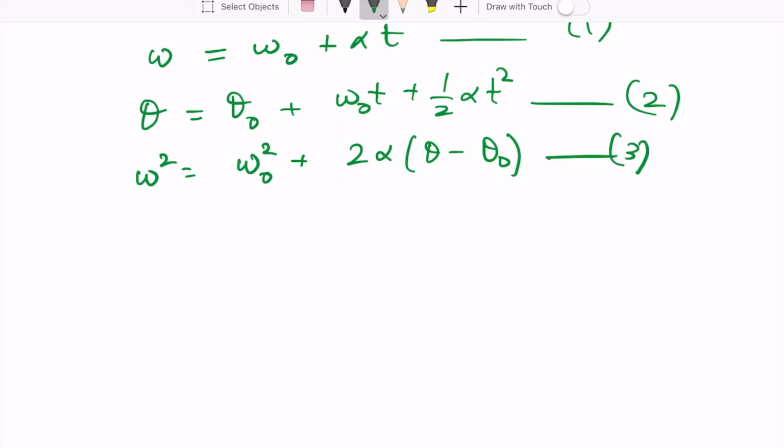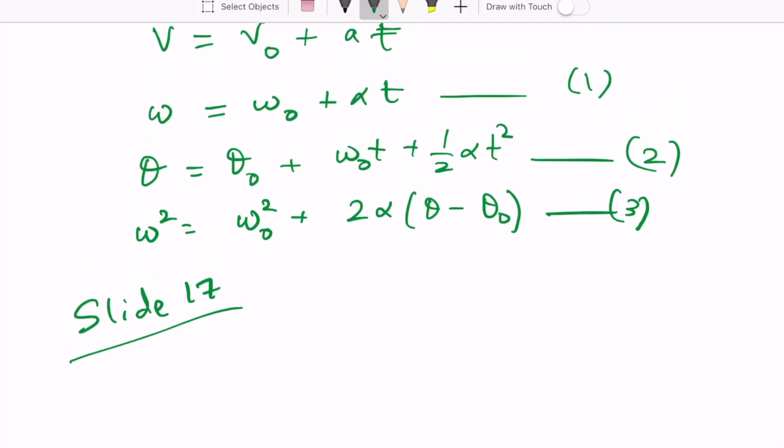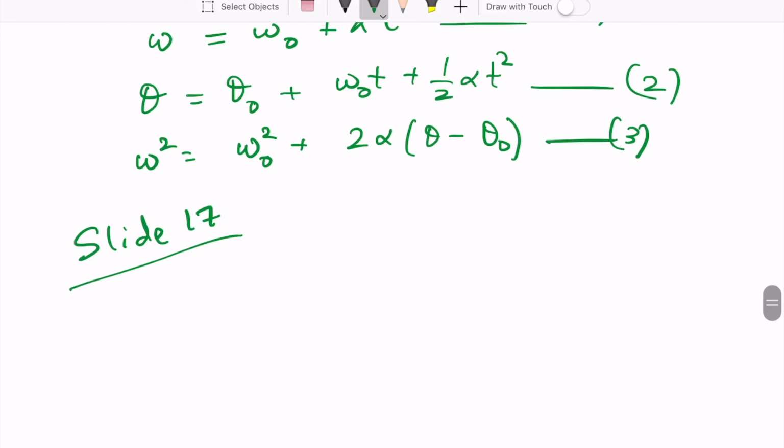So we will try the example on slide 17. It says that a microwave oven has a 30 centimeter diameter rotating plate. The plate accelerates from rest at a uniform rate of 0.87 radians per second square for 0.50 seconds before reaching its constant operational speed. So how many revolutions does the plate make before reaching its operational speed?